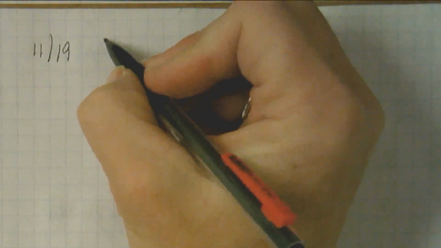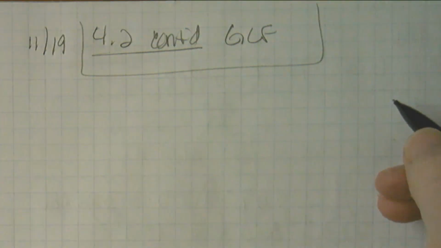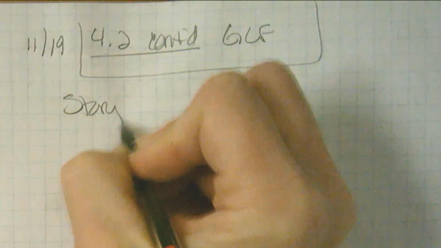Okay, so today is the 19th. All right, so we are 4.2 continued. We'll start talking about GCF. All right, let's talk about story problems.